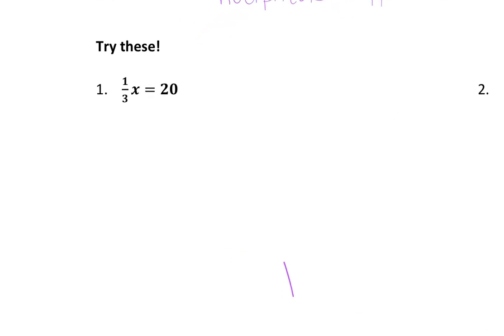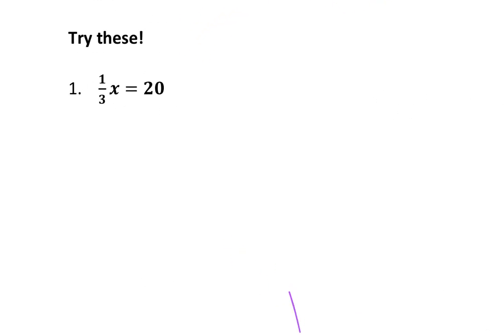Let's do number 1 first. It says 1 over 3x equals 20. The goal is to solve for x. Now, I'm going to rewrite it, okay? I'm going to rewrite it where my x is at the top. So x over 3 equals 20. Again, I grab that x and I just put it at the top.